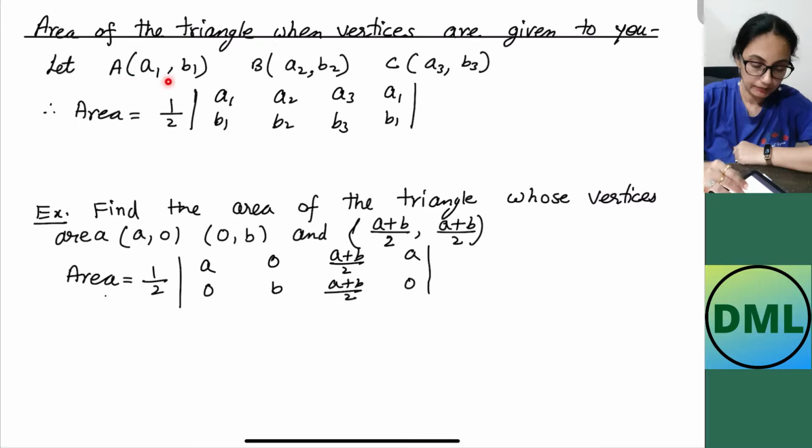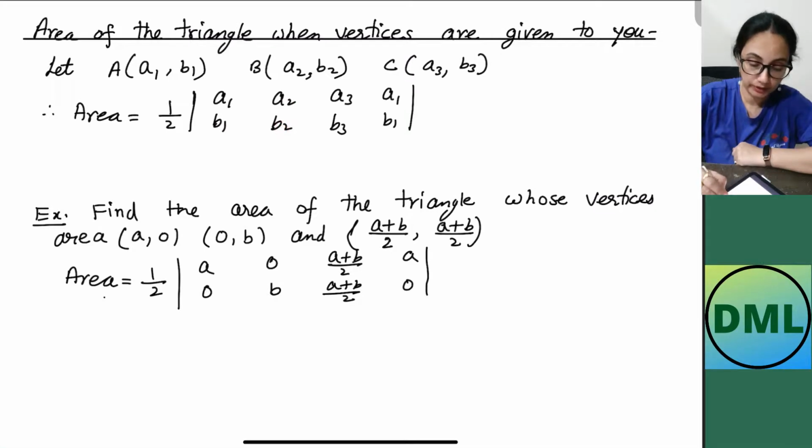Let (a1, b1), (a2, b2), (a3, b3) be given to you. Then the area is given by half modulus of a1, b1, the first coordinate, a2, b2, the second coordinate, a3, b3, the third coordinate, and then a1, b1 again. You have to repeat the first coordinate again. Whatever you take as the first coordinate, you have to repeat the same coordinate again.